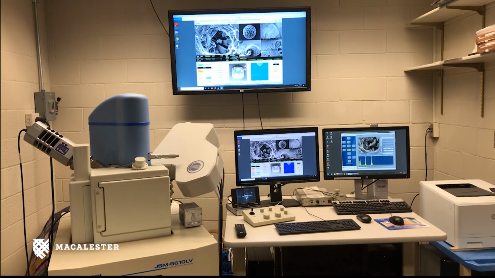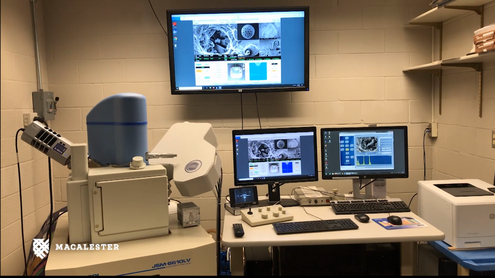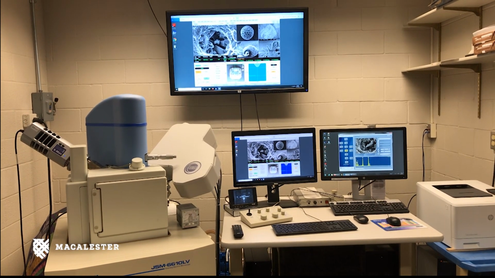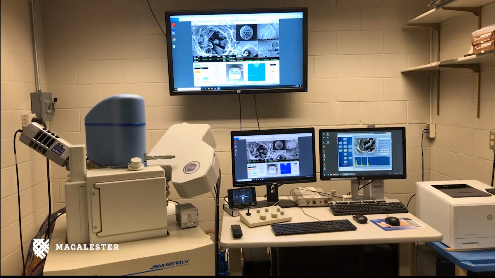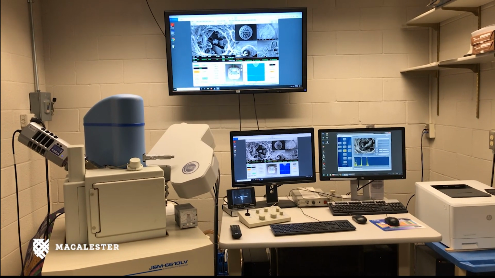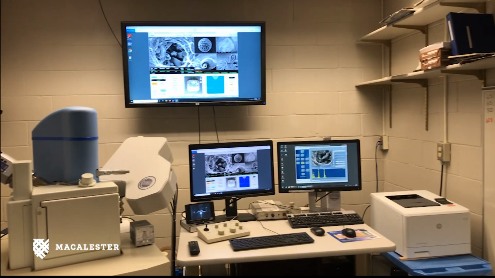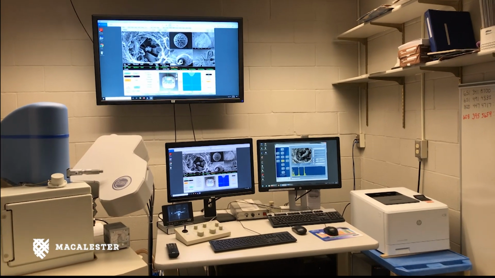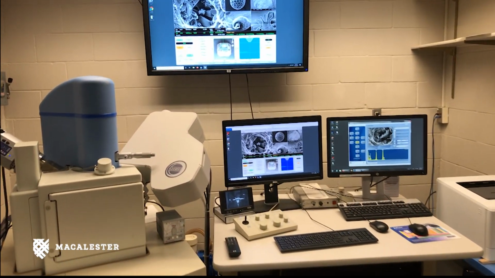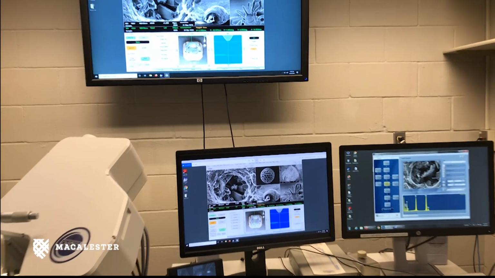The first instrument on our Keck Lab tour is the Scanning Electron Microscope. It is probably the most widely used instrument within the Keck Lab, and it's used to look at a variety of different substrates for a number of different types of investigations. It has both energy dispersive and wavelength dispersive spectrometers on it, and a number of different imaging modes.